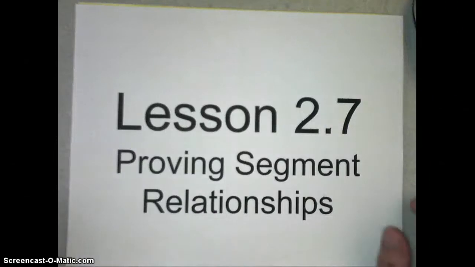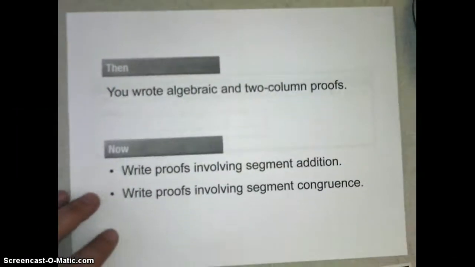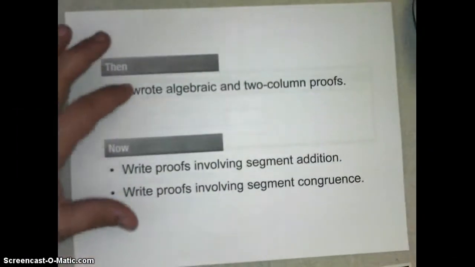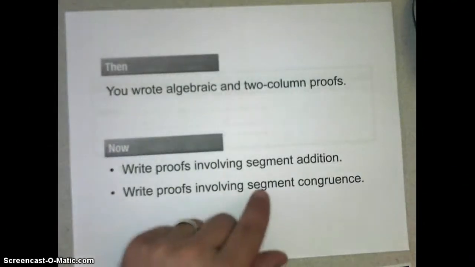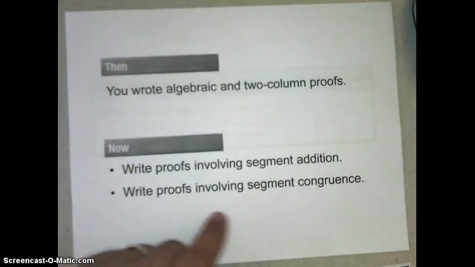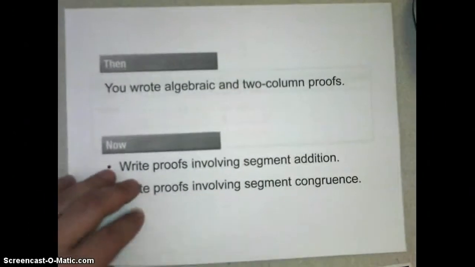Welcome to lesson 2.7 over proving segment relationships. All right, we'll get started right away. In the past, we've written algebraic proofs and two-column proofs. We're going to use more of that and write proofs that involve segment addition and then also segment congruence today. And so we're just doing some more proofs.